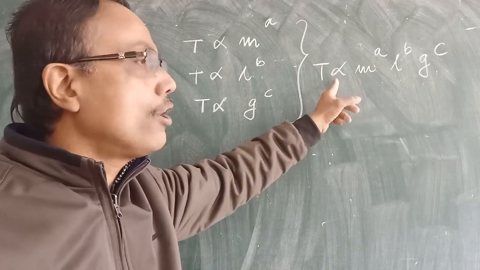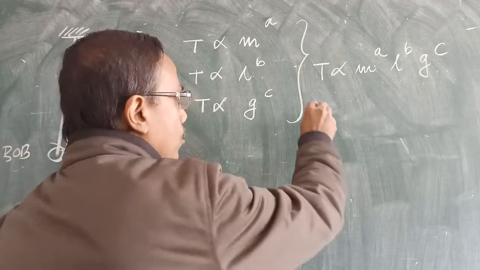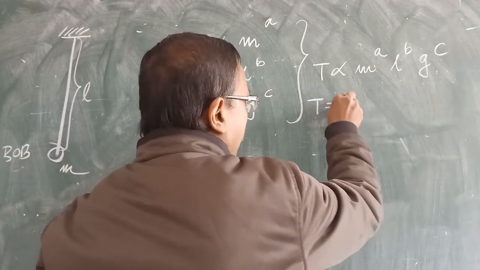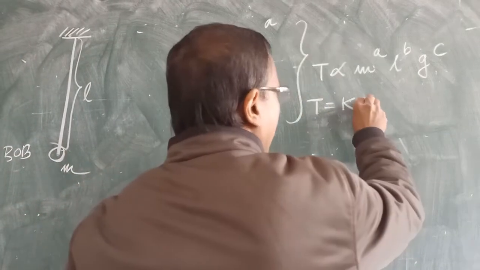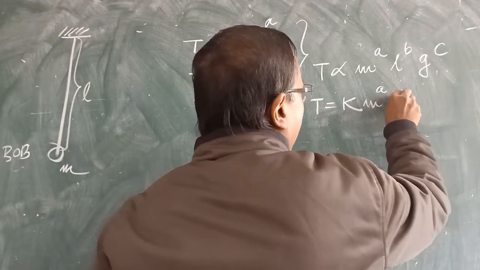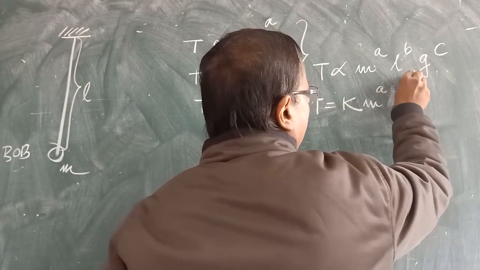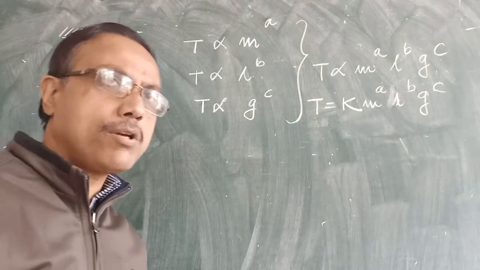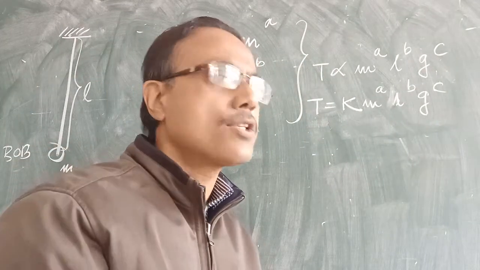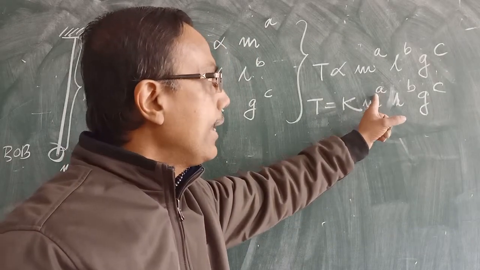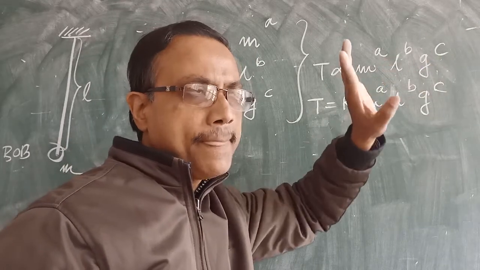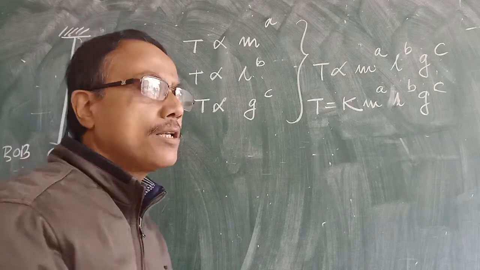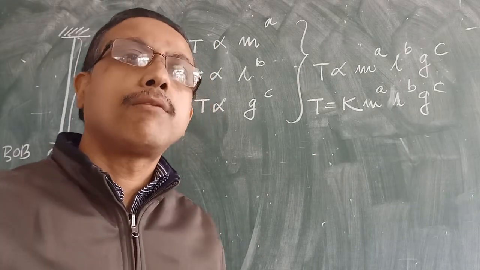Now in order to get rid of this proportionality sign, I write T is equal to K, which is a constant, times m to the power a, L to the power b and g to the power c. So this is the relationship that we have established. Obviously this is not the answer because we need to know the values of a, b and c. Okay, so let's do that. We will do this using the method of dimensions that we have already learned.